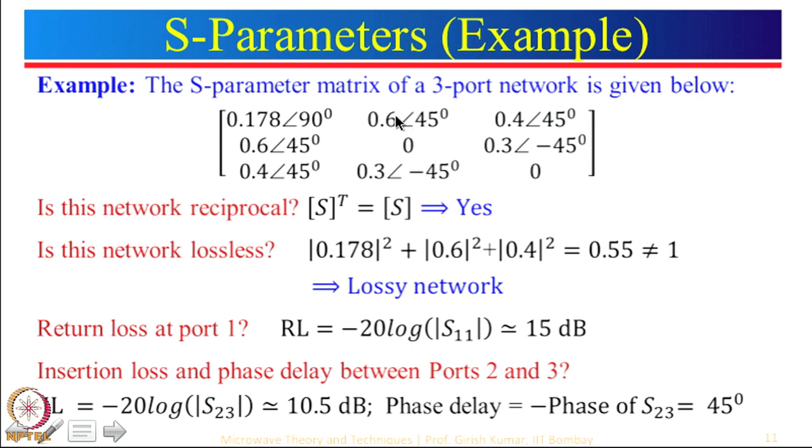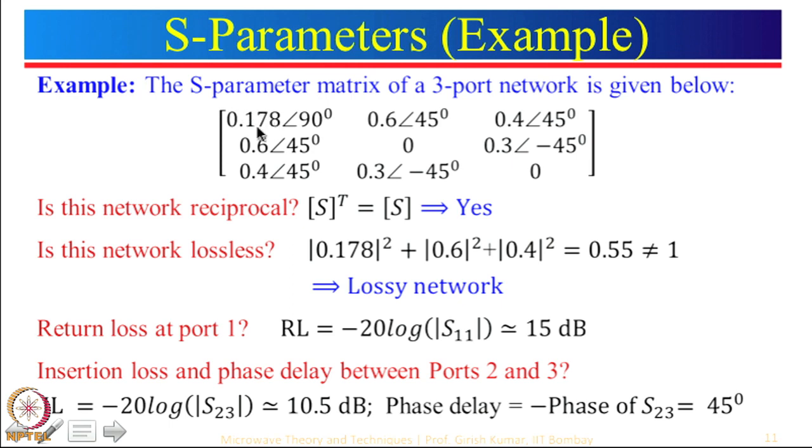You can see that S12 is same as S21, S13 is same as S31, and this term here, S23, is same as S32. Which means that this property is satisfied, so we can say that this network is reciprocal. Next question: is this network lossless? In order to find out whether the network is lossless or not, we can use the unitary condition, or we can use the orthogonal property. Let us just apply only the unitary condition.